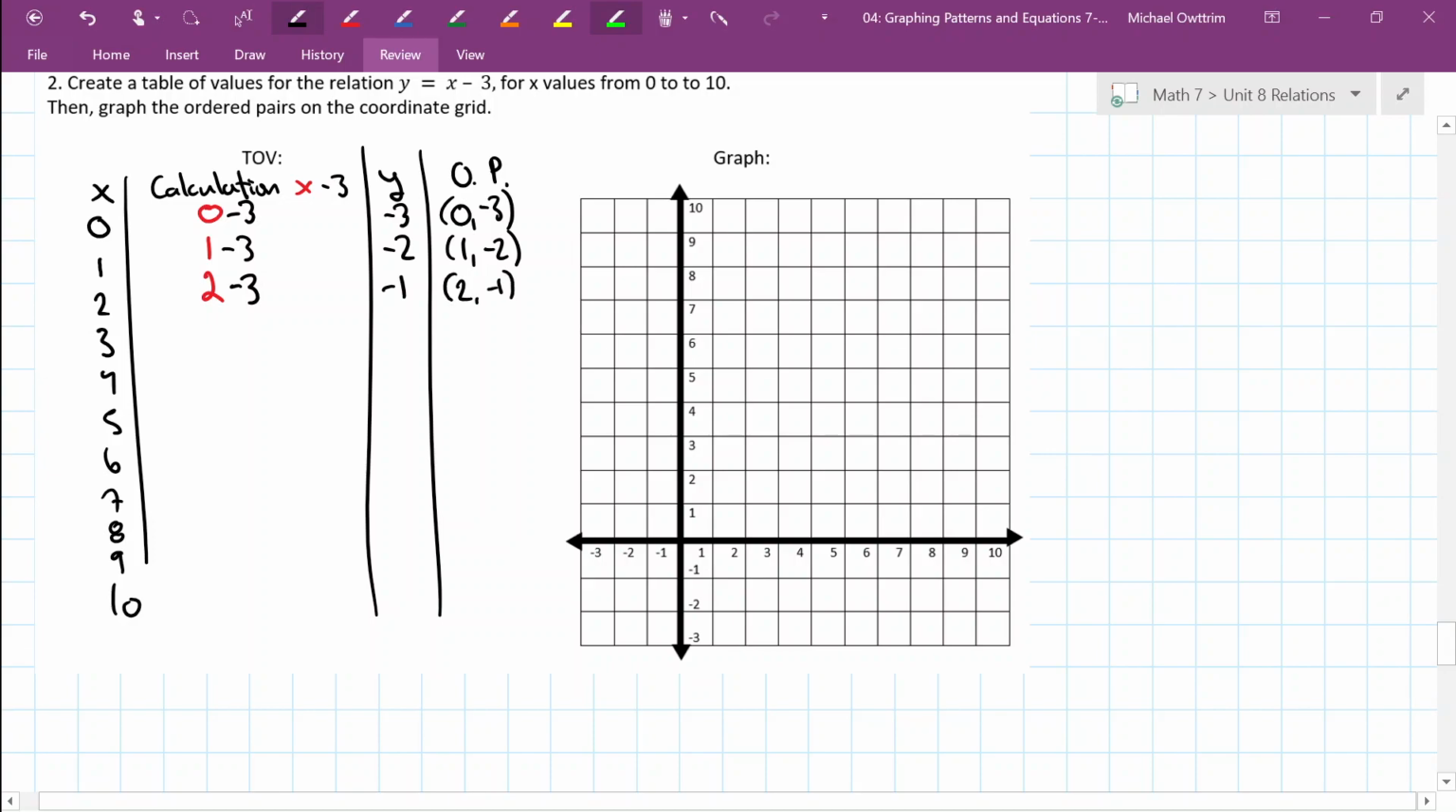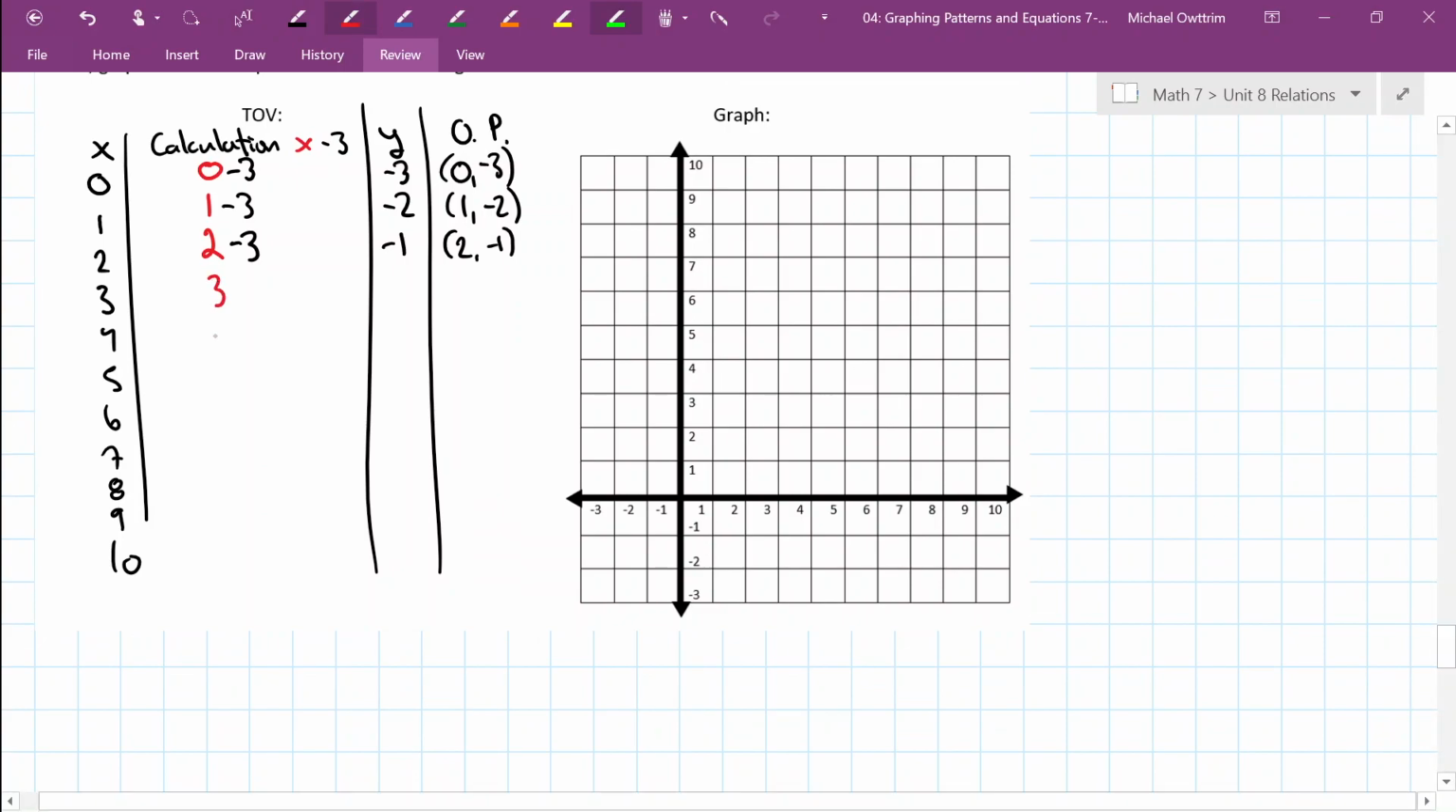And you might be seeing a pattern here as we're going, which we should see, in that we're just increasing by 1 each time. So we'll have 3, 4, 5, 6, 7, 8, 9, 10 for our x values. We're subtracting 3 from each of those in our calculation. So 3 take away 3 is 0, 4 take away 3 is 1, 5 take away 3 is 2, 6 take away 3 is 3, 7 take away 3 is 4, 8 take away 3 is 5, 9 take away 3 is 6, 10 take away 3 is 7.